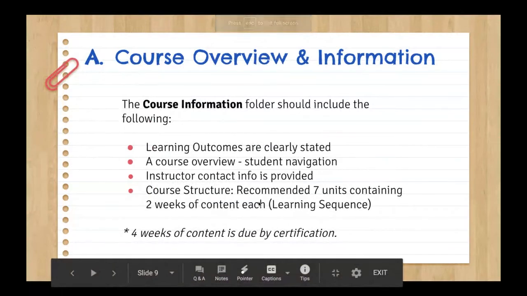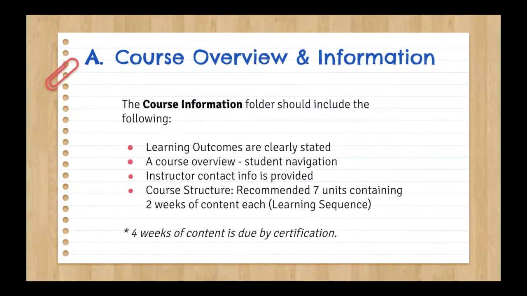Another thing, these are other things that should be included in your course information section. Learning outcomes are clearly stated. Make sure that your learning outcomes are clearly stated. Not only that, but make sure that your activities are closely aligned to your learning objectives.